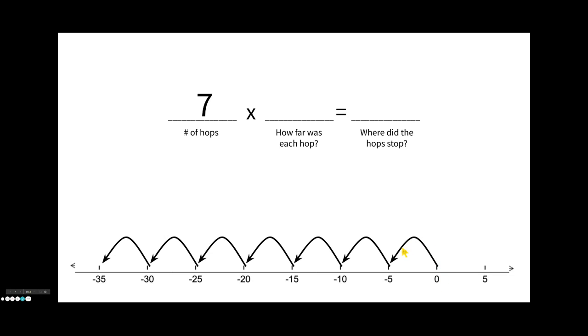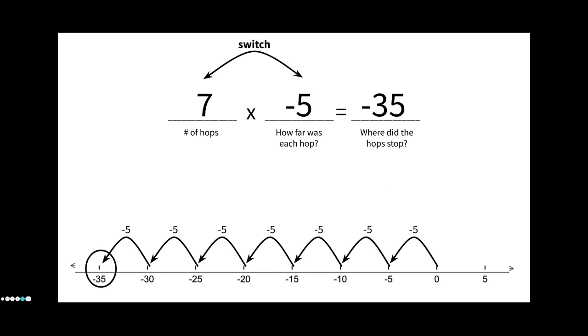But again, all we have to look at is where that first hop stopped, which is negative 5. So each and every one of them was negative 5. That number goes here. And then, of course, where do the hops stop? Negative 35. So 7 times negative 5 equals a negative 35. And of course, just like before, we can switch those two. The two factors can be switched to be negative 5 times 7 equals negative 35.